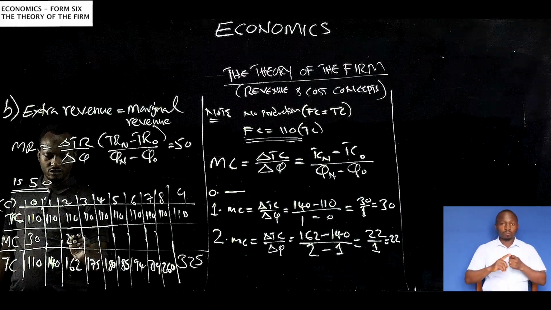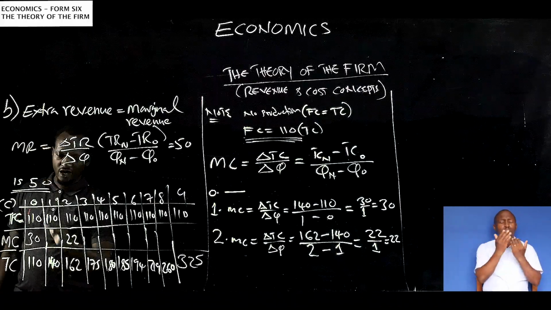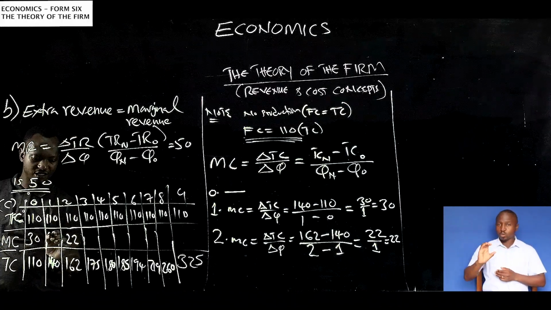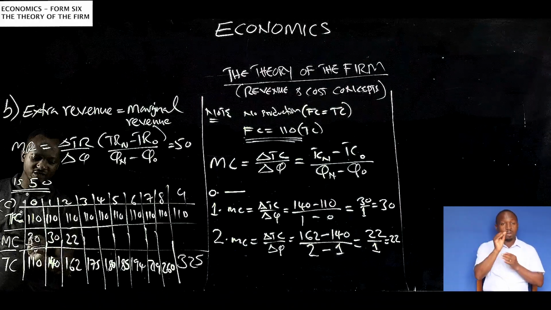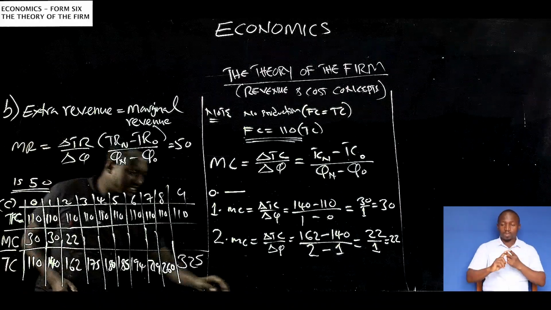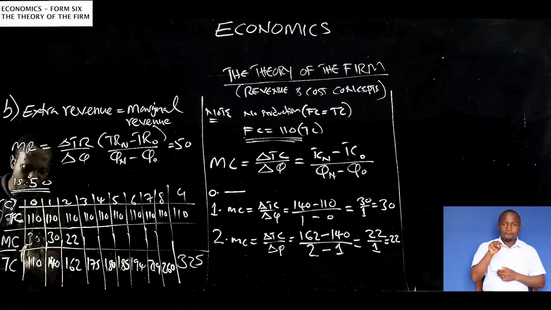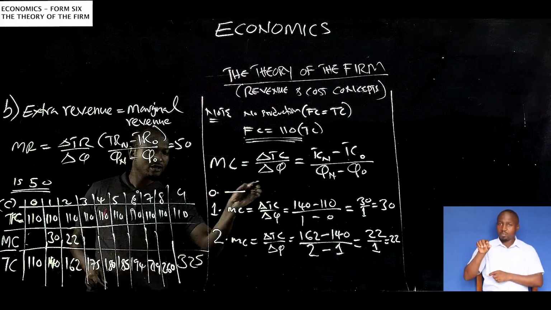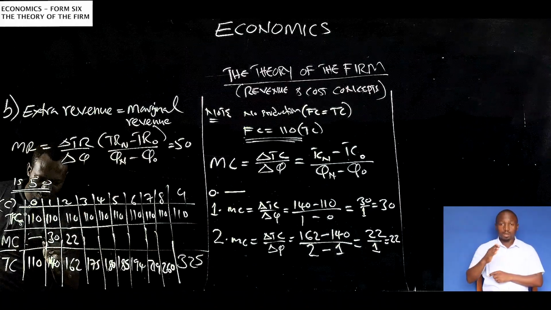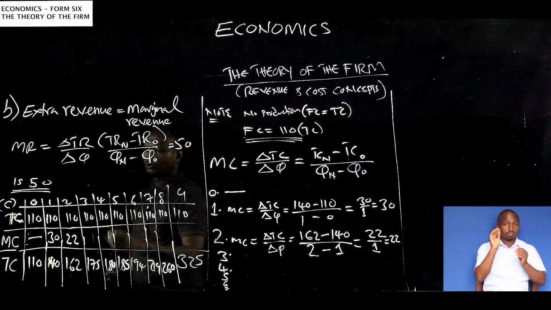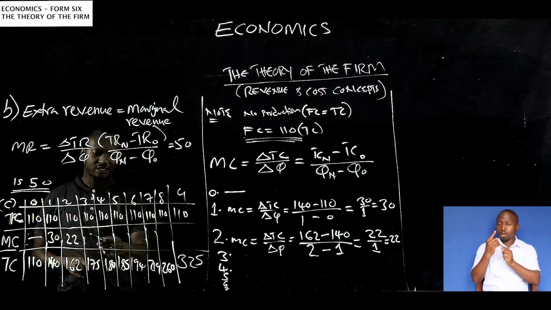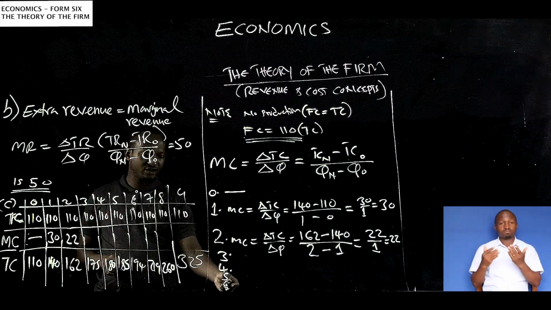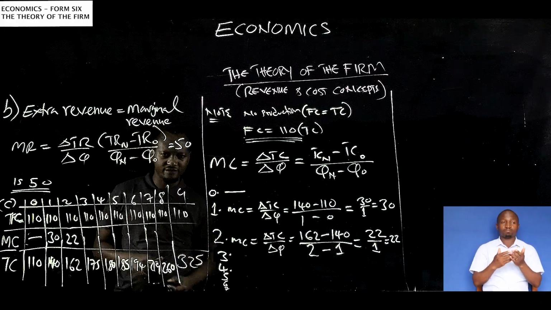Sorry, at 0 we said there is no marginal cost. So the 30 is at 1. At 0 we put a dash here, not 30. At 2 it is 22. Then at 3, at 4, at 5, at 6, at 7, at 8, up to 9.